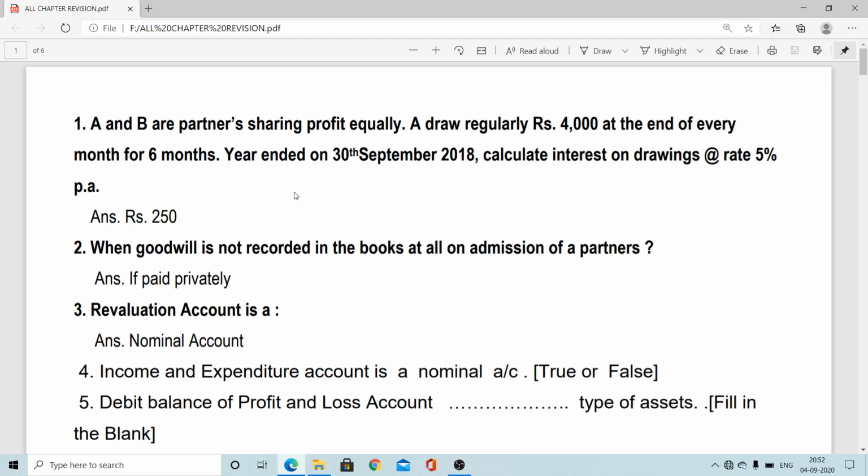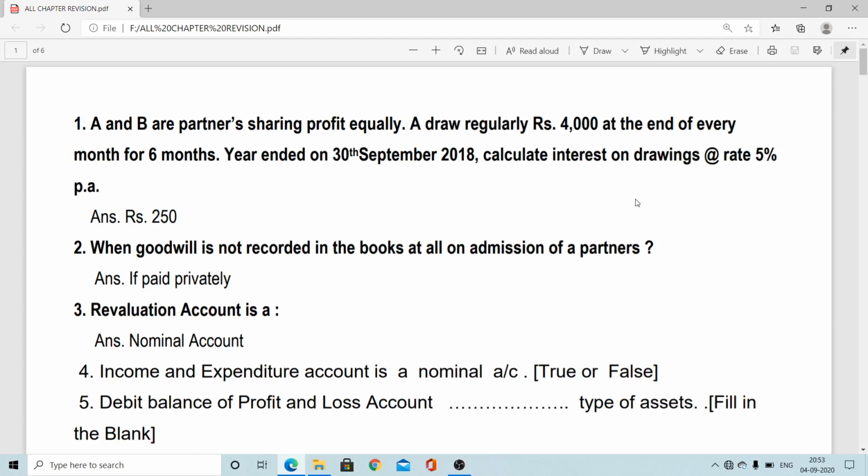If you know the rule of how to calculate interest on drawings, there are different modes: monthly basis, quarterly basis, half yearly basis, yearly basis, and a random basis. So here it is a monthly basis and not full year drawing, that is 6 months drawing. So first of all you have to think of it the simple way: total drawing into rate into time. Total drawing is 4,000 into 6, the total drawing during the year. Rate 5%, so 5 by 100.